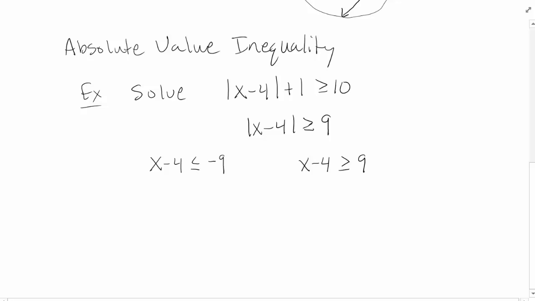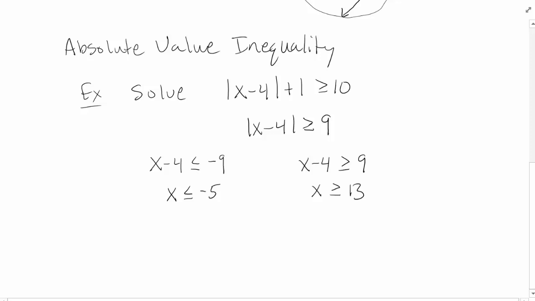And then these are regular linear inequalities. We already know how to do those. So on this left here, I'm going to essentially add 4 to both sides. So negative 9 plus 4 gives me a negative 5. And over here, I have 9 plus 4, that's 13.